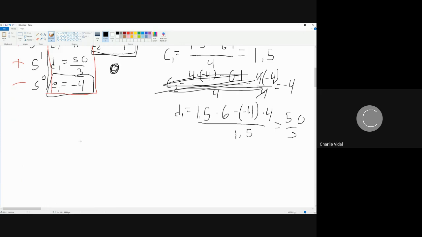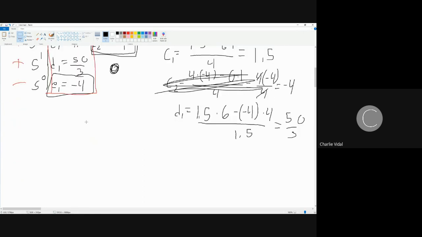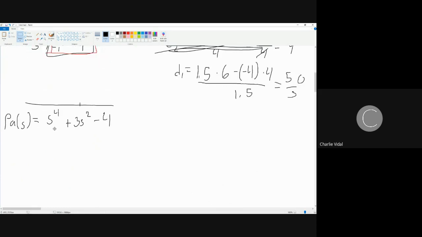So we're going to go back to this top part over here, and we're going to look at this PA of S. We're just going to recopy this, honestly. So we have this over here. PA of S is equal to this. We're going to set this equal to 0.